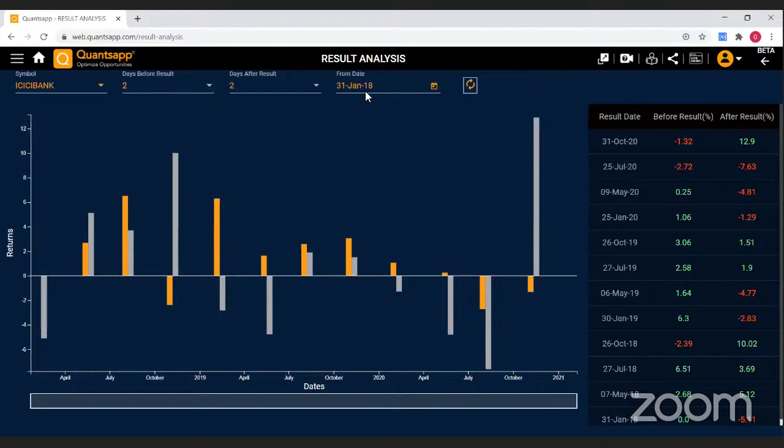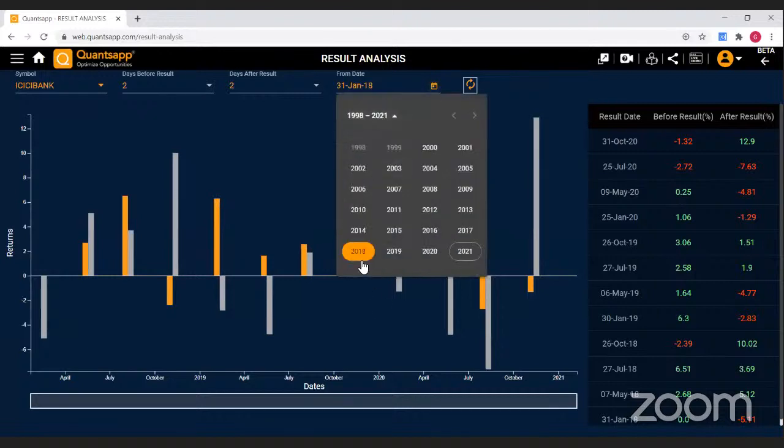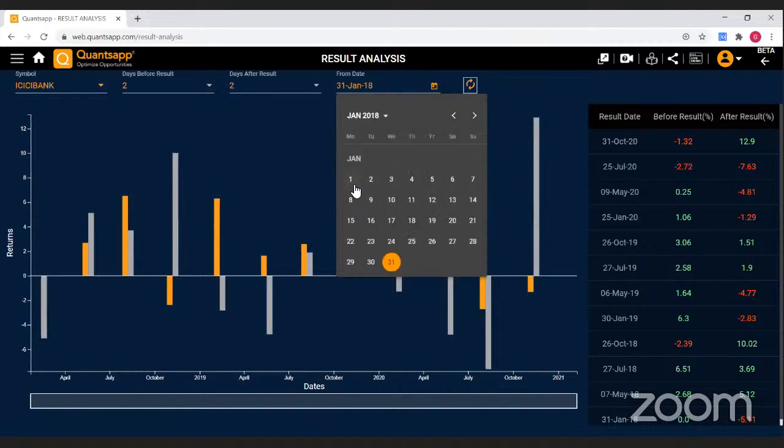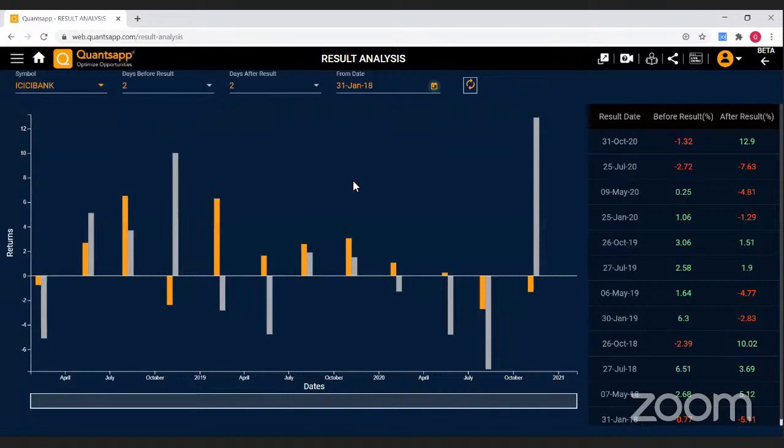Now it is here, from date. So what does that from date mean? From date means from January 2018, let's say. So 1st Jan 2018, I'm looking at how the stock movement was before the result and after the result. Now you might see here days before the result and days after result.